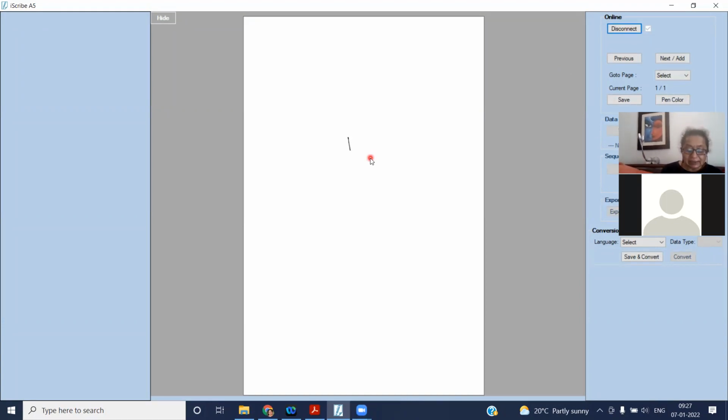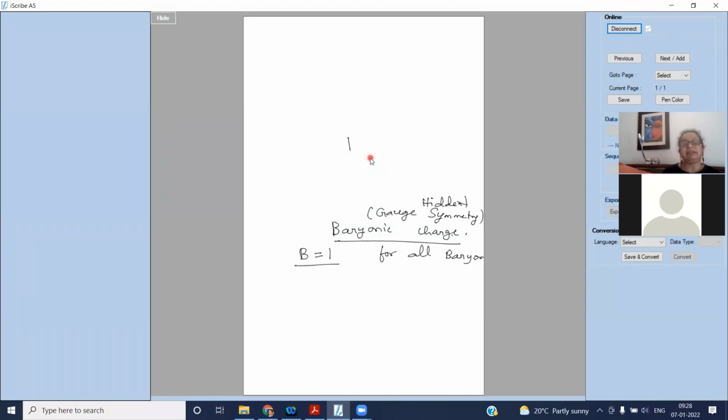So what we call baryonic charge, I introduce it. I will say there is some hidden gauge symmetry. Like how I had charge gauge symmetry, there may be a hidden gauge symmetry which we don't know so far. Hidden gauge symmetry gives you conservation of baryonic charge. The basic unit for baryonic charge is 1. And all baryons, whatever I listed as baryons, have baryonic charge B equal to 1.